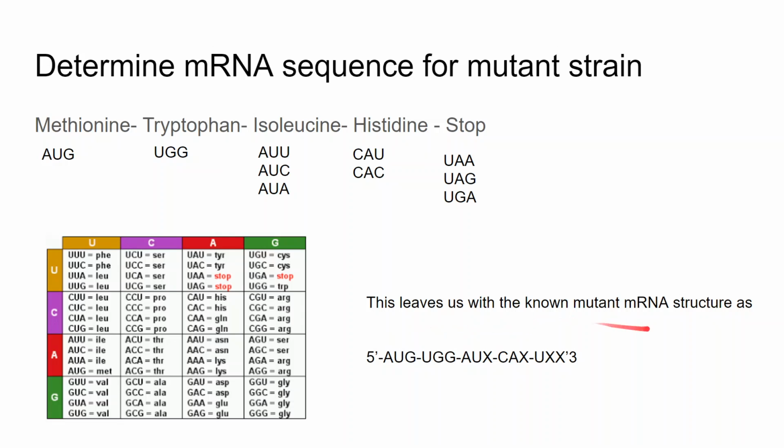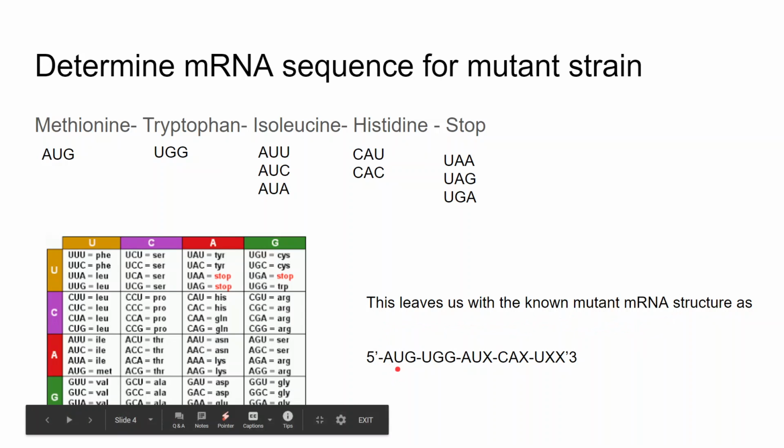This leaves us with the known mutant mRNA structure as AUG, UGG, AUX, which could be either U, C, or A, CAX, which could be either U or C, and UXX, which could be either A or G, depending on order.